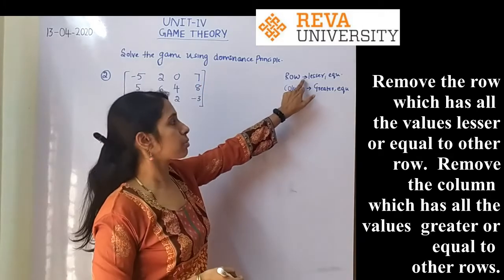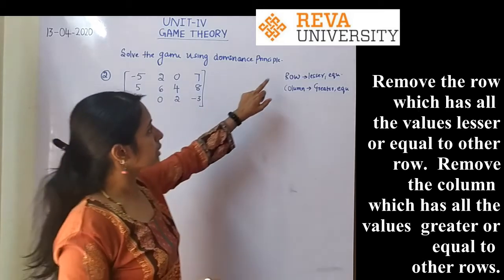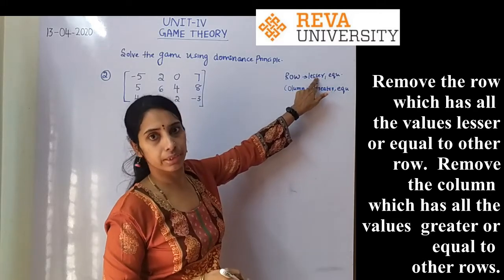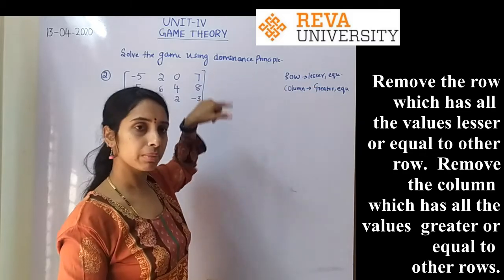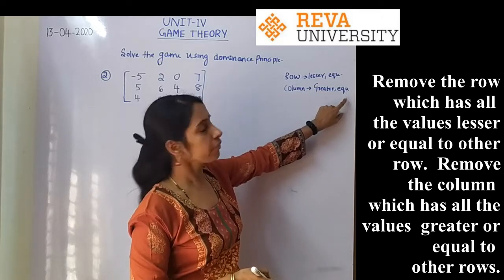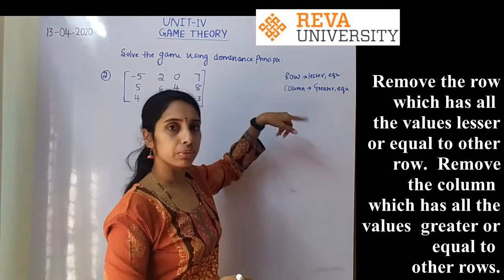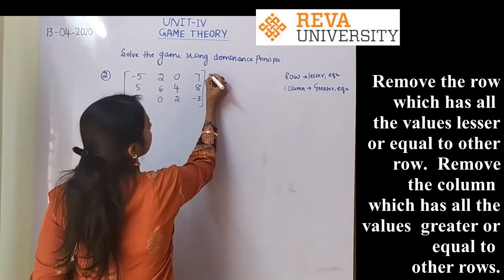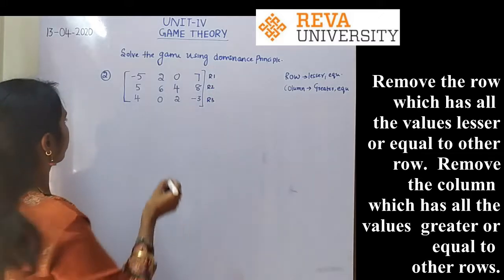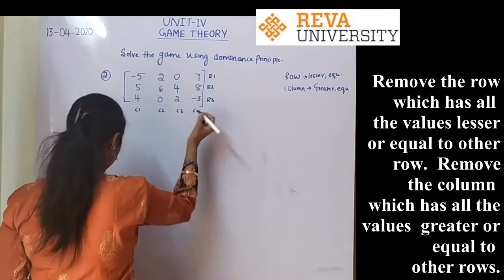As I said, the dominance principle: when you compare two rows, if any one row is completely lesser or equal to the other row, rule out that lesser row. Whenever you do column comparisons, if the values in an entire column are greater than or equal to the other column, then rule out those columns. This is row 1, row 2, row 3, and this is column 1, column 2, column 3, column 4.